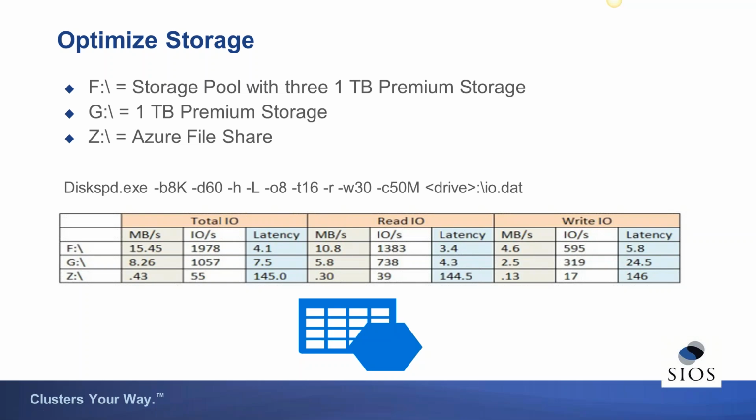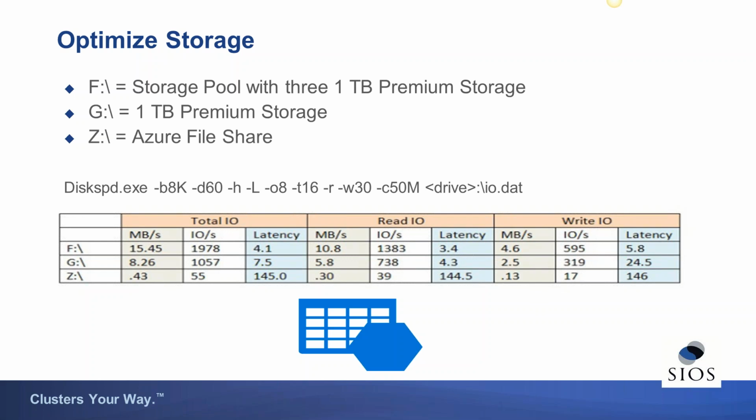We'll create the additional disk, and at this point we're ready to optimize the storage. I wrote a blog article that goes into great detail about optimizing storage, and one of the options I mentioned is to create a storage pool. I did some measurements using disk speed, and I had 3 storage options. The F drive I provisioned with 3 1 terabyte premium storage disks created in a simple array, which is like a RAID 0, for performance reasons. The G drive was just a single terabyte premium storage disk. And the Z drive leveraged the SMB file share using Azure File Services.